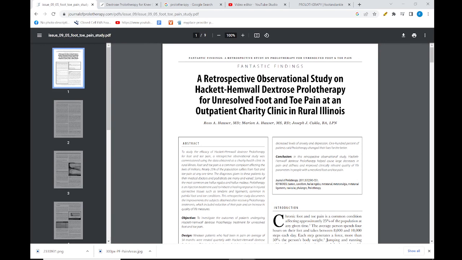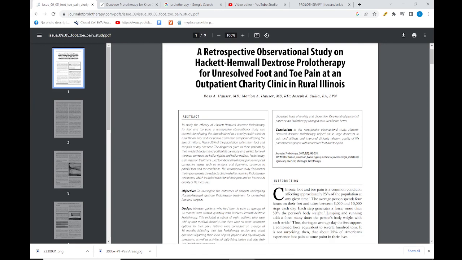So pretty much in conclusion from this study, dextrose or glucose helped cause large decreases in pain and stiffness and improve clinically relevant quality of life parameters in people with unresolved foot and toe pain. Meaning pretty much that they found that when they gave injections to people that had foot related issues or toe related issues in regards to pain, prolotherapy helped reduce pain.